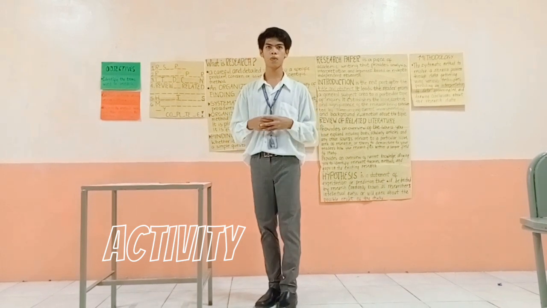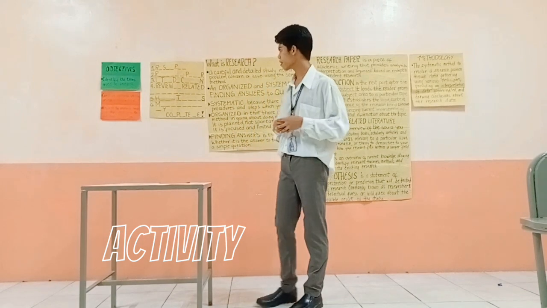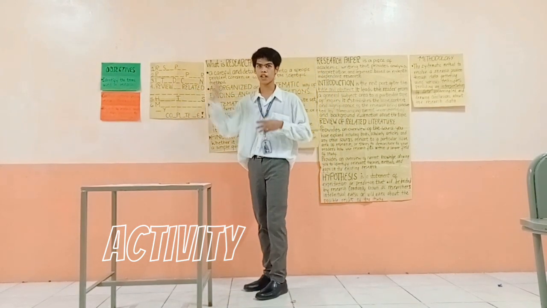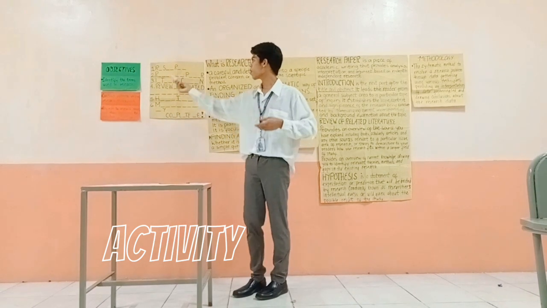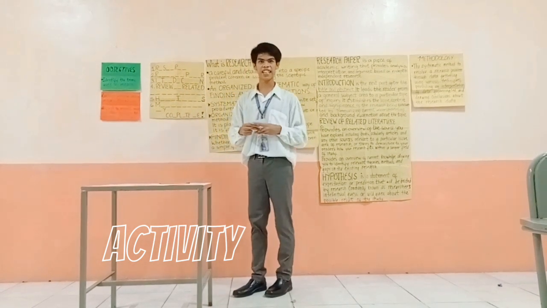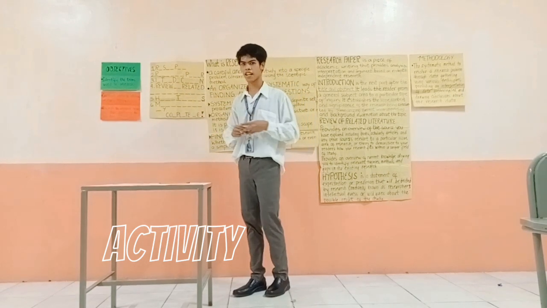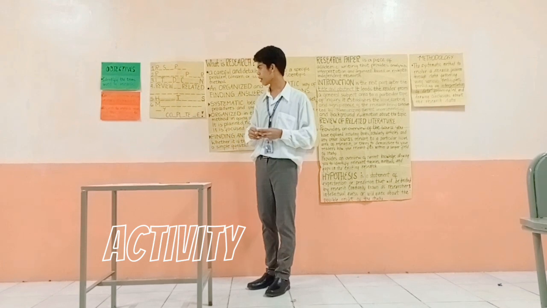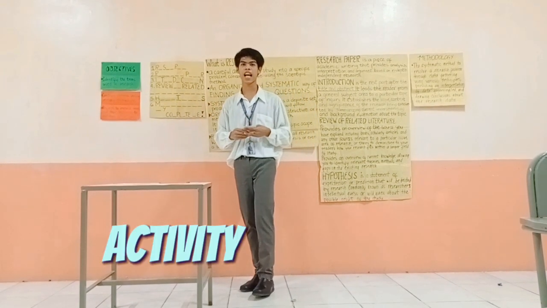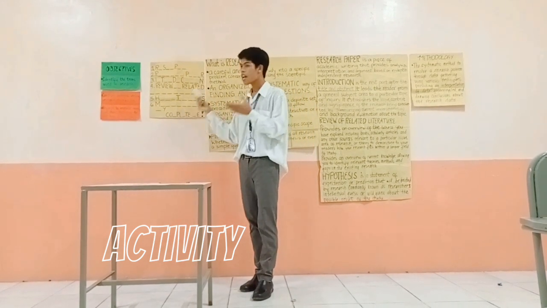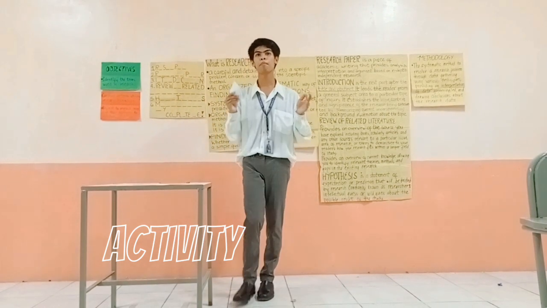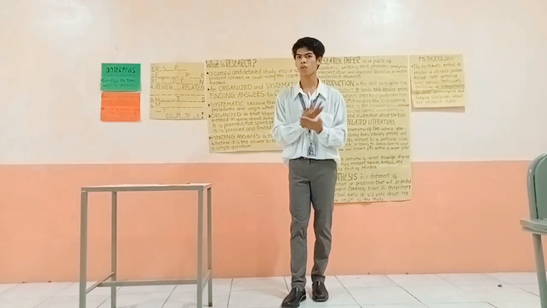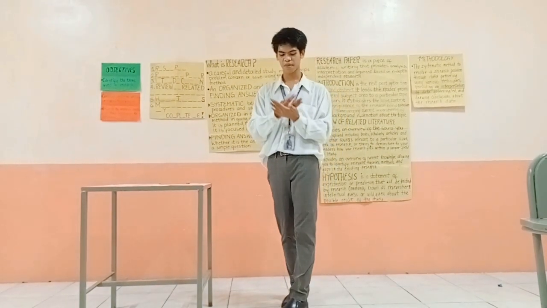Okay, it seems like everyone is already done and settled. So let us check your outputs. In number 1, the answer is research. In number 2, the answer is research paper. In number 3, the answer is introduction. In number 4, the answer is review of related literature. In number 5, the answer is hypothesis. And lastly, number 6, the answer is methodology. Okay, so let's give a big hand to everyone. You guys excelled a lot.